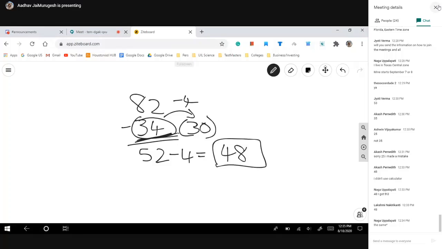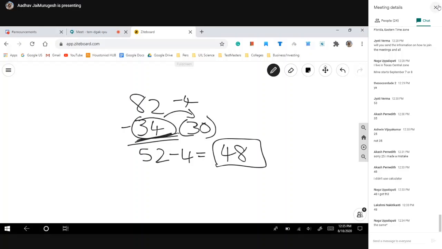Your final answer would be 48. So if you really understand the mechanics of how this trick really works, there's practically no mechanics to this at all. It's just rounding a number, trying to determine how much that is, and just adding or subtracting from the rounded number, and that's it.